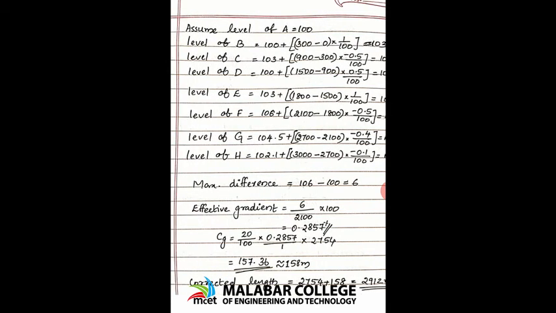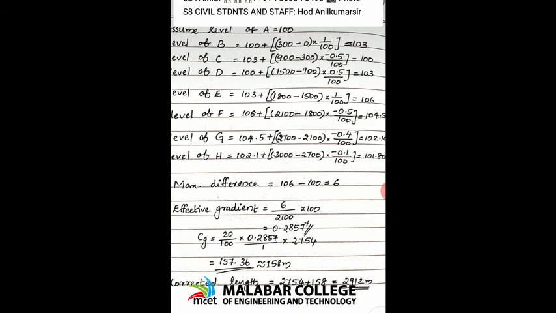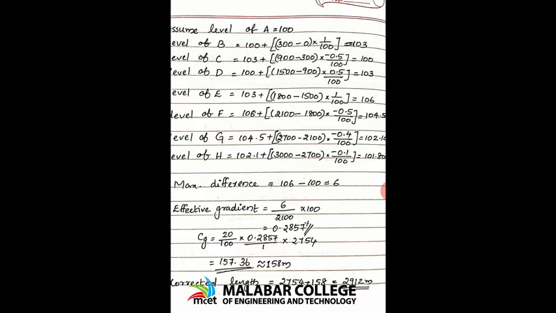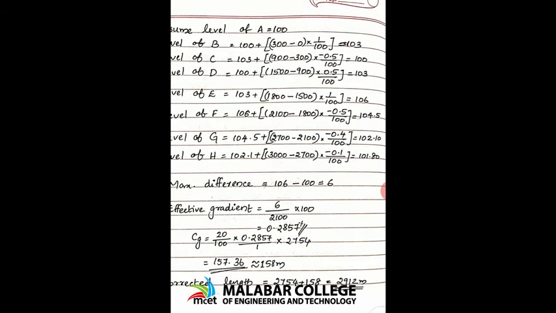Then find out the level of E. That is equal to the level of D plus the chain length difference, 1800 minus 1500, into tan theta plus 1% gradient, that is equal to 106. That means point E is 3 meter above D.